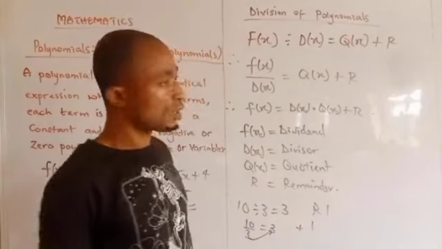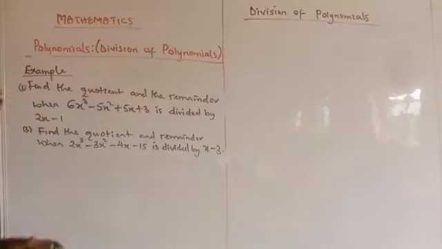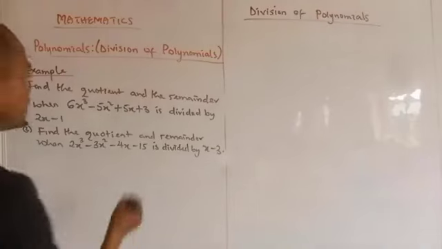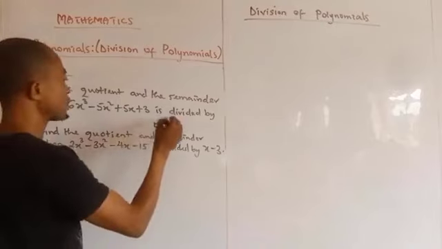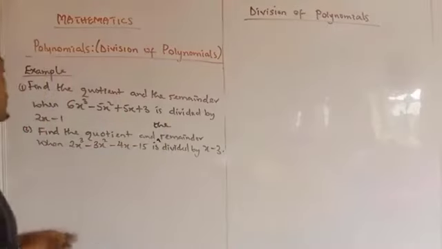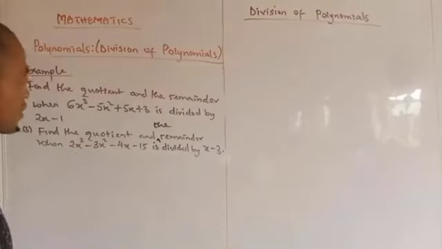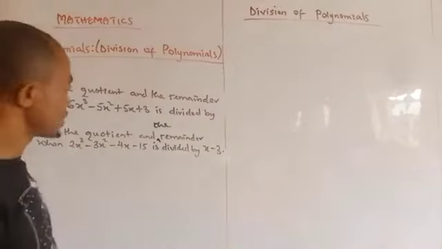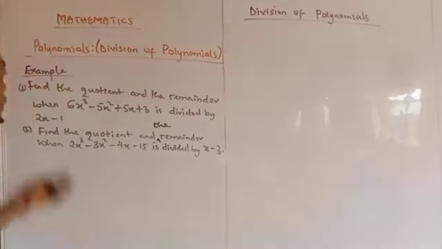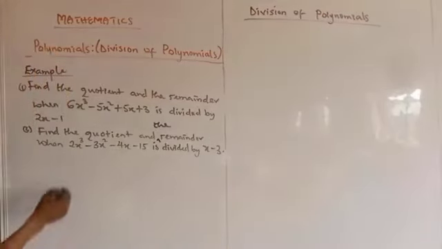So we pick a question. Let us look at these two examples. Find the quotient and the remainder when 6x cubed minus 5x squared plus 5x then plus 3 is divided by 2x minus 1. Then the second one, find the quotient and the remainder when 2x cubed minus 3x squared minus 5x minus 15 is divided by x minus 3. So we want to look at how to divide these polynomials. Right, solution.